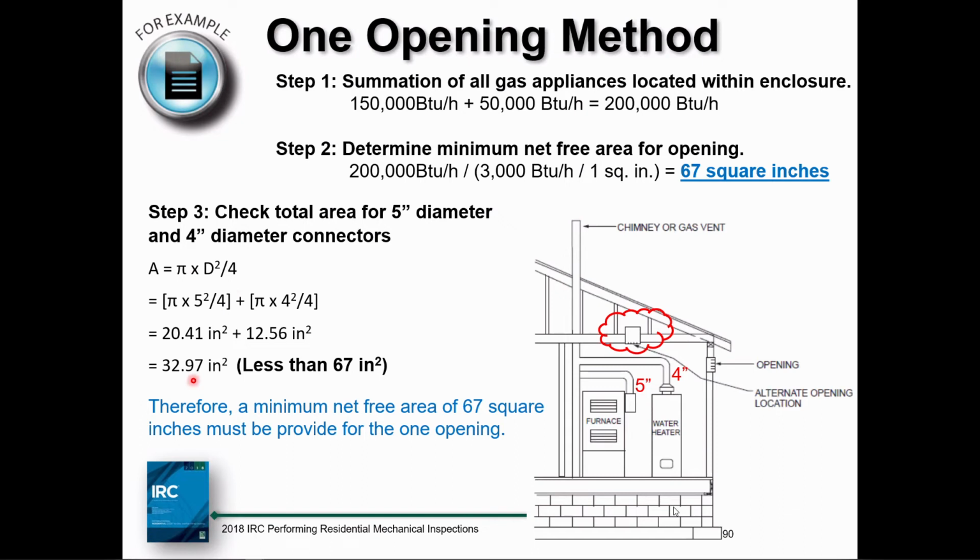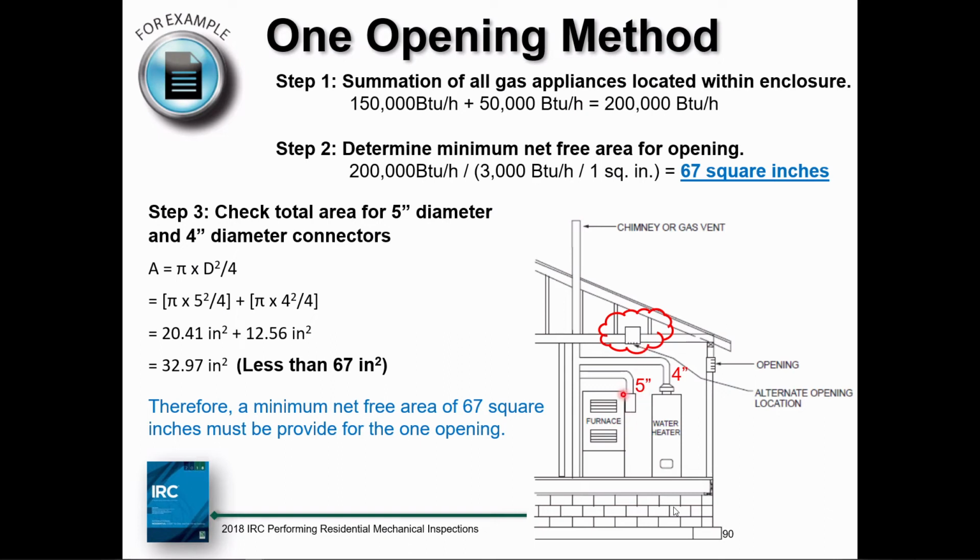I evaluate that. I say, is that less than what I calculated up here? Less than or equal? If that's true, then I can use this value, which it is. The area of the sum of all connectors is less than what we calculated in our first equation. Therefore, we can use 67 square inches. Let me tell you where this goes kind of backwards or sideways.